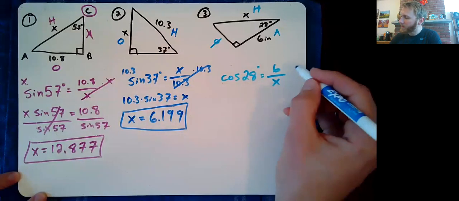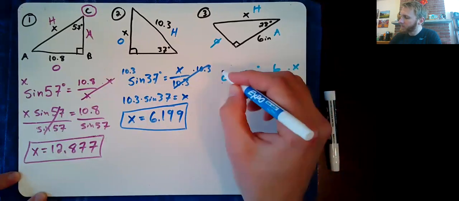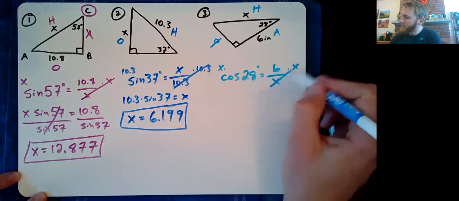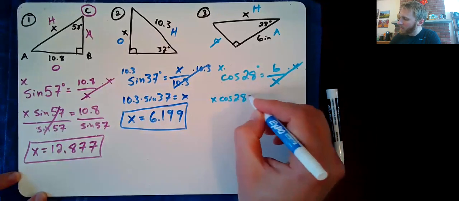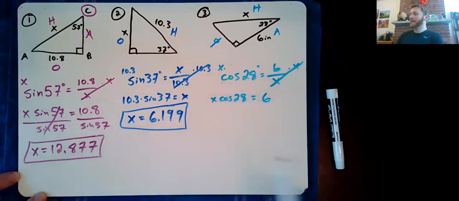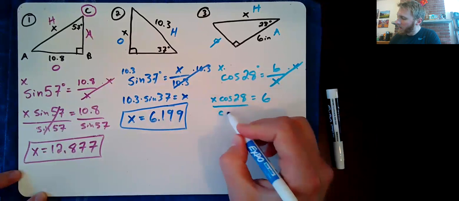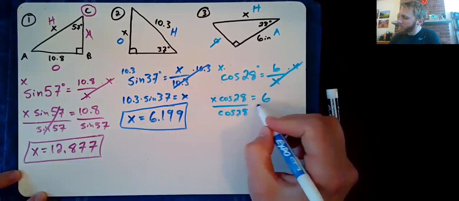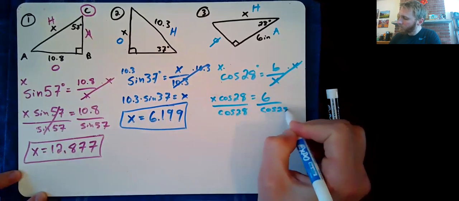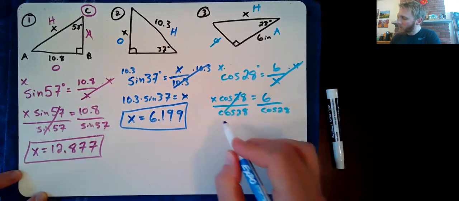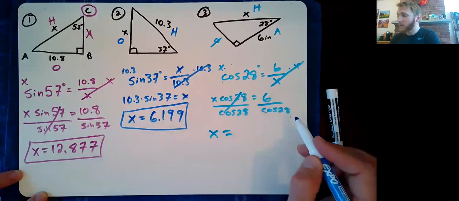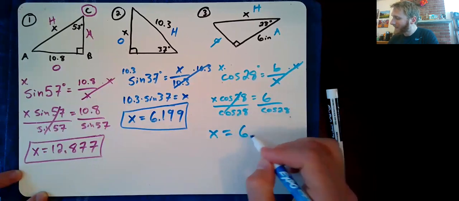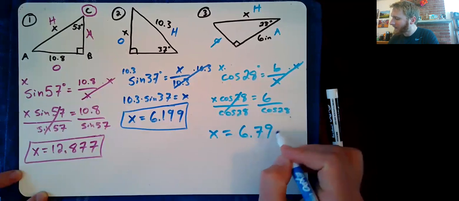One more time. Solve it by multiplying by the denominator on both sides. That cancels this here, and I'm left with X times cosine of 28 degrees equals 6. X is not by itself, so I want to get it by itself by dividing by cosine of 28. Cancels out over there. We'd be left with X equals that. So that's what you type in your calculator, and you get 6.795.